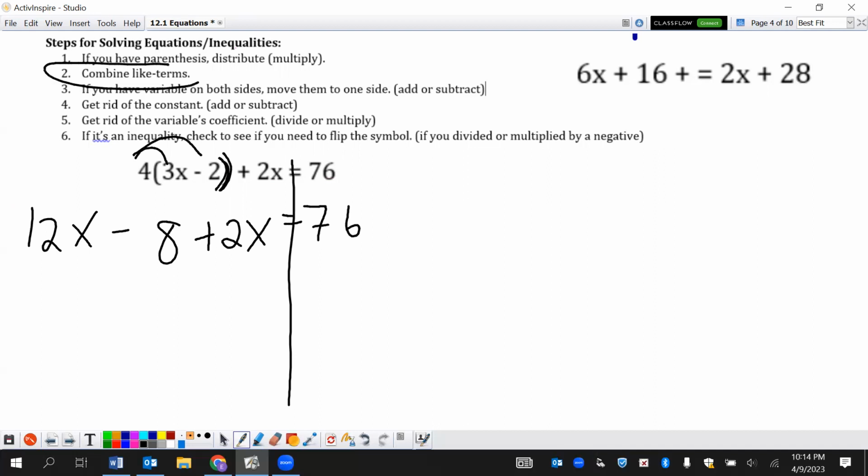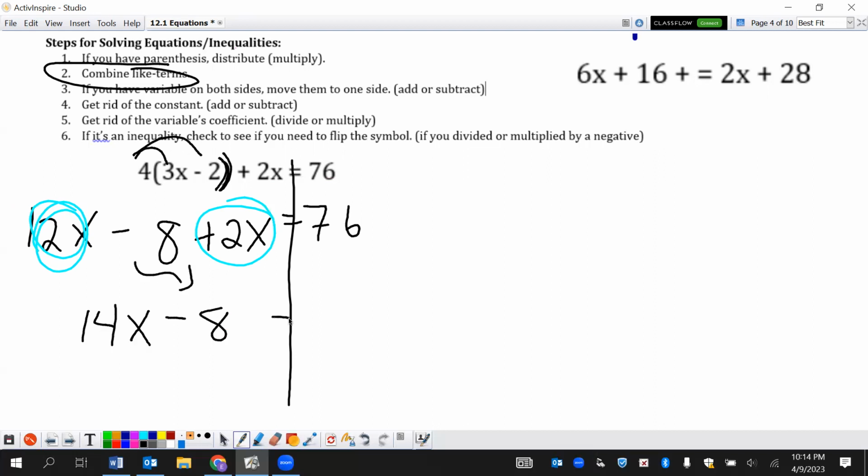Step 2 says combine like terms. So this time I do have like terms because I have 2 numbers that have an x. And so that means they're similar, they're like terms. I'm going to add them. 12 plus 2, 14x in total. Bring down the minus 8 and the 76.